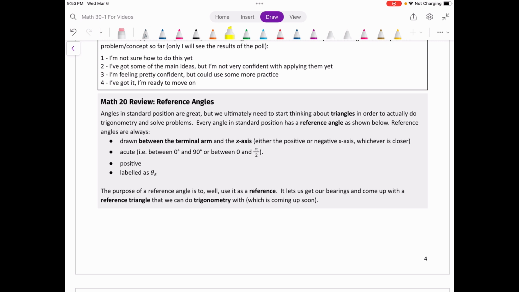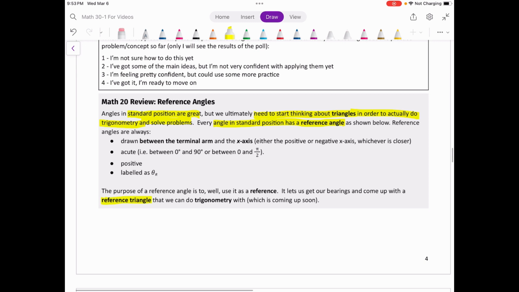All right, so these angles in standard position are great, but we can't just sit here drawing little spirals all day. We ultimately need to start thinking about triangles in order to actually be doing trigonometry, to actually be doing SOHCAHTOA and all the stuff you know and love, and solving problems with that stuff. So every angle in standard position has what we call a reference angle. It's this reference angle that we're going to think of as an angle inside of a reference triangle. We'll get to that in a sec.